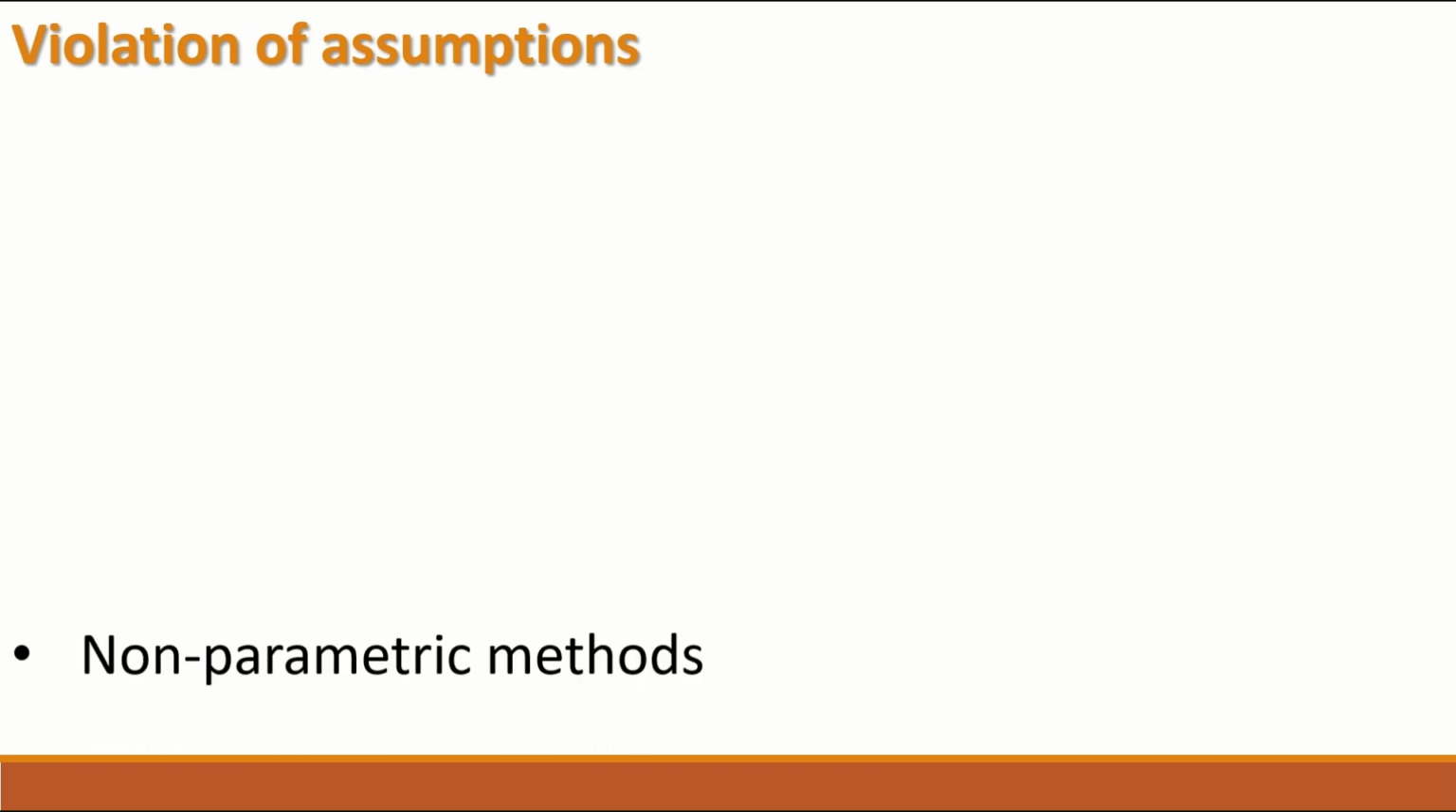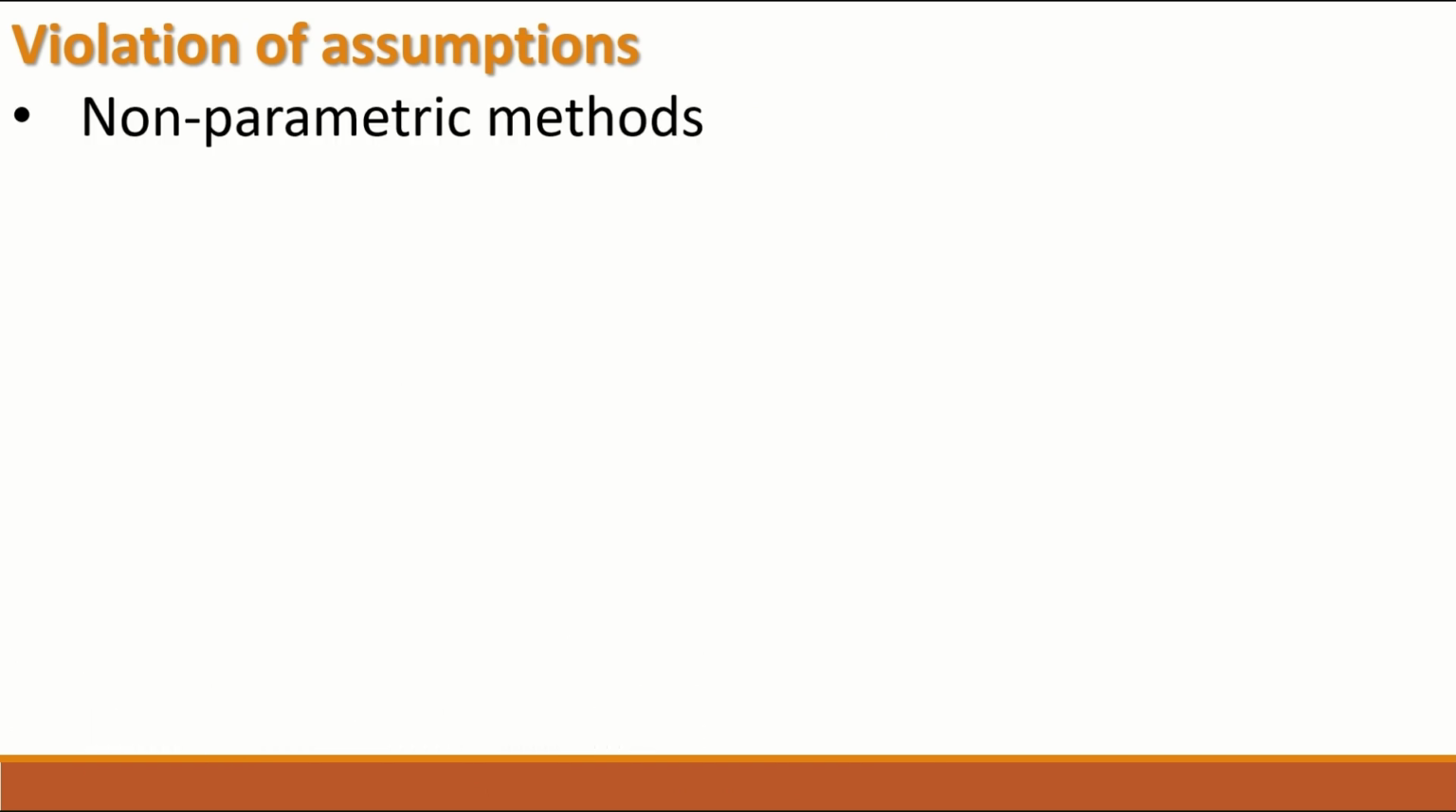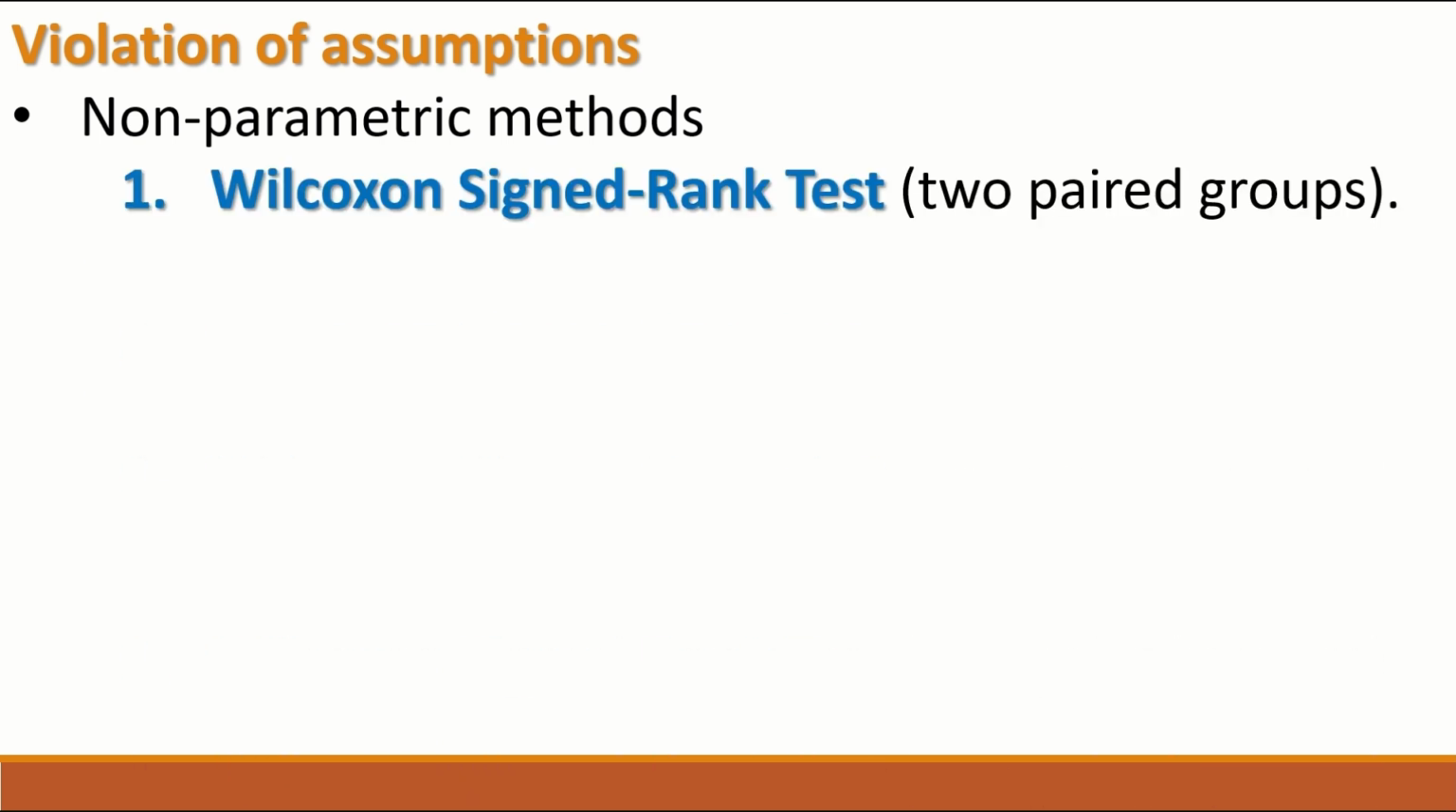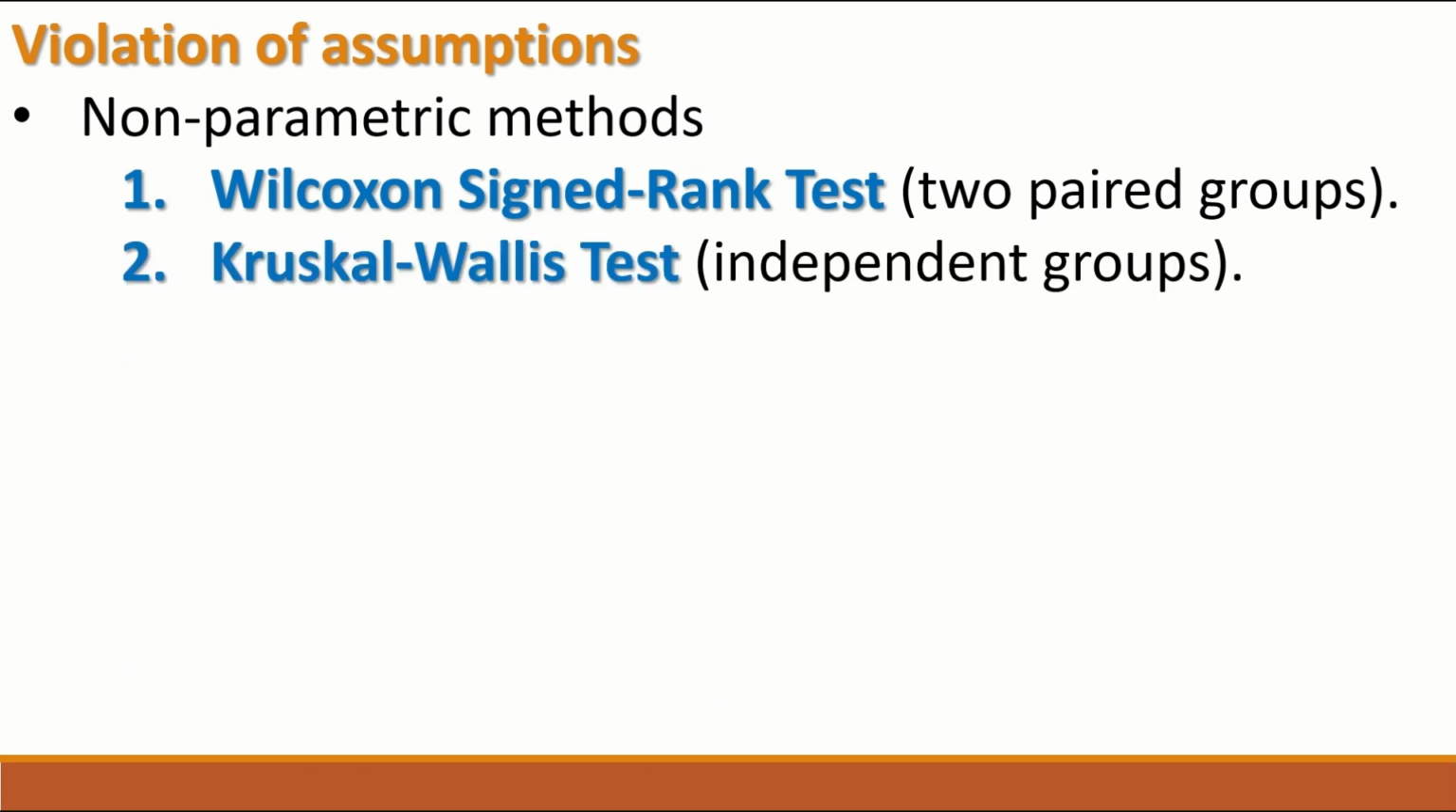So what to do when a violation of the assumptions is detected or observed? Then use non-parametric methods such as the Wilcoxon Signed-Rank Test for two paired groups. This test is used for two groups, and these groups are related. Friedman's is used for paired groups, but for three or more groups, or alternatively use the Kruskal-Wallis test when the groups are independent.